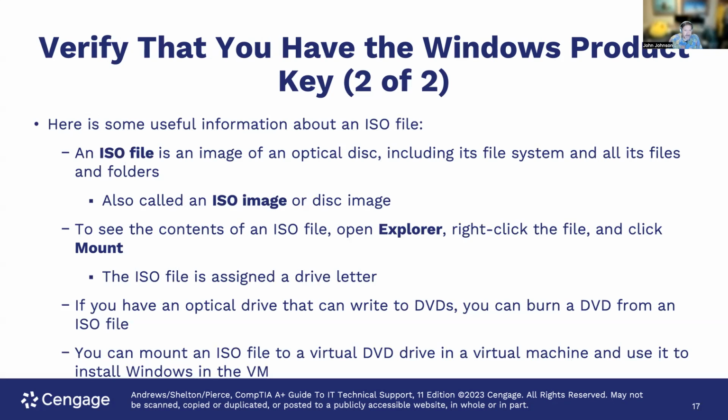To see the contents of it, you can open Explorer, right-click on it, and click Mount, and then it's going to assign a drive letter. You're going to be able to peruse the contents of that ISO file. And that's kind of neat to do.